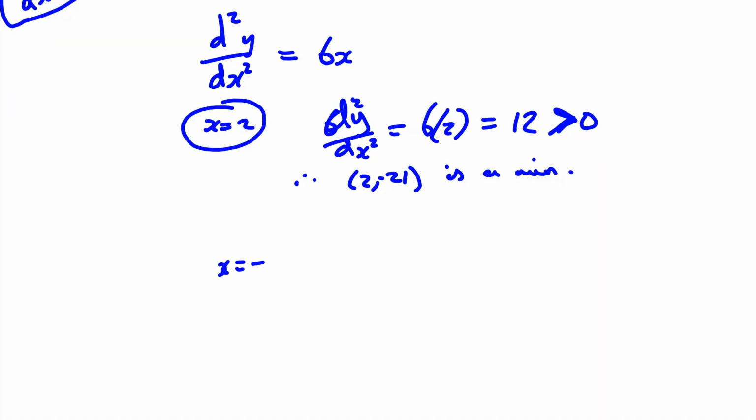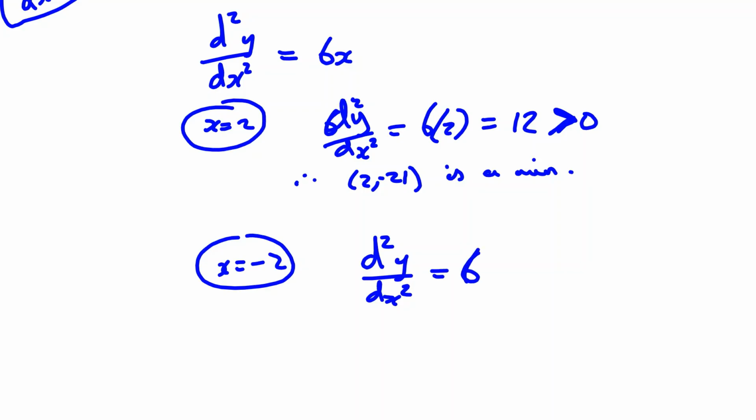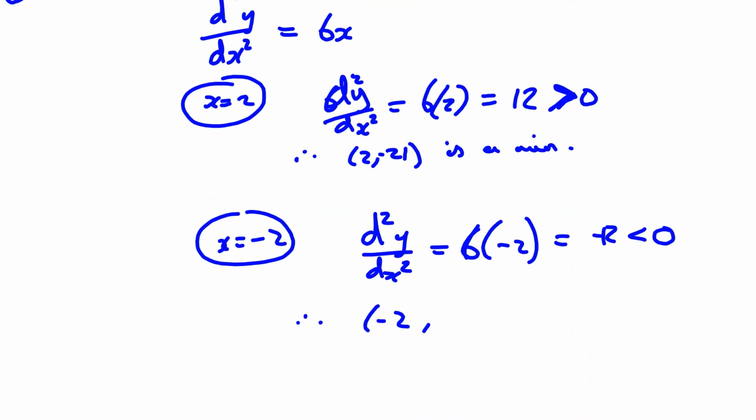When x is negative 2, d squared y by dx squared, it's going to be 6 lots of minus 2, which is going to be minus 12, which is less than 0. Therefore, minus 2, and it was 11, is a maximum.